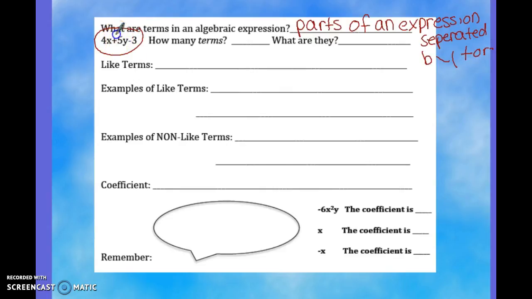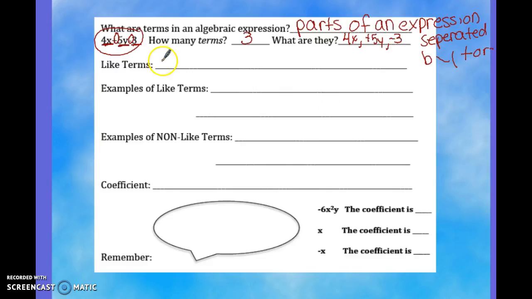Well, here's an addition sign and here's a subtraction sign. So it's parts that are separated. So you have 1, 2, 3 terms. They are, and you always look at your sign to the left. So you have 4x, a negative, it's a positive, sorry, positive 5y, and it's a negative 3.